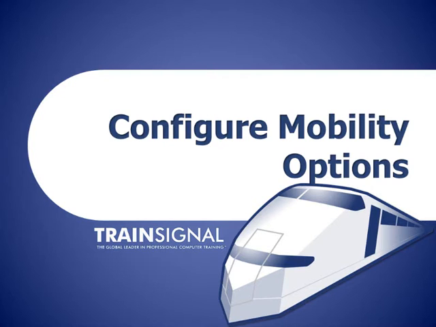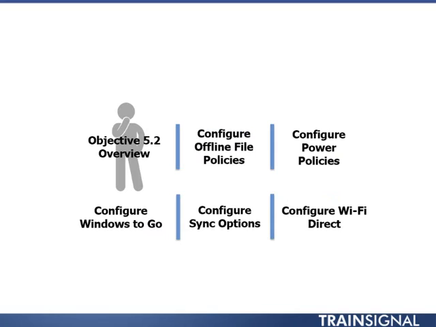In this video lesson, we're going to learn how to configure mobility options in Windows 8. This lesson maps to Objective 5.2 of the Microsoft 70-687 certification exam. That's configuring Windows 8. This objective has 5 sub-objectives. The first is configure offline file policies.